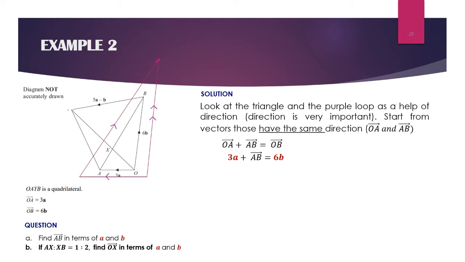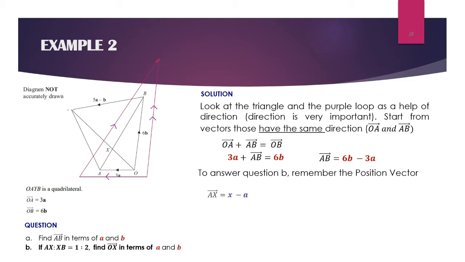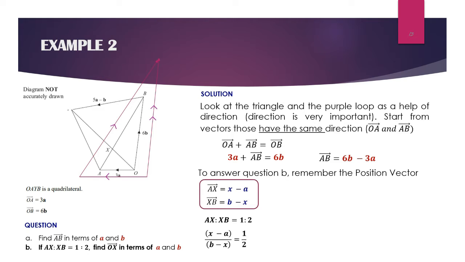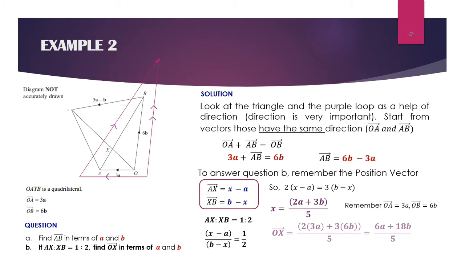Very clear, right? To answer question b, remember the position vector AX is X minus A, and vector XB is B minus X. So AX to XB equals 1 to 2. By using algebra, 2 times (X minus A) equals 1 times (B minus X). Remember, OA is 3A and OB is 6B.